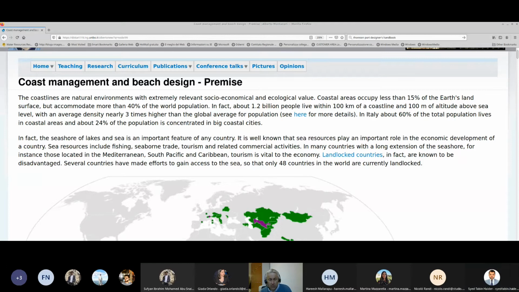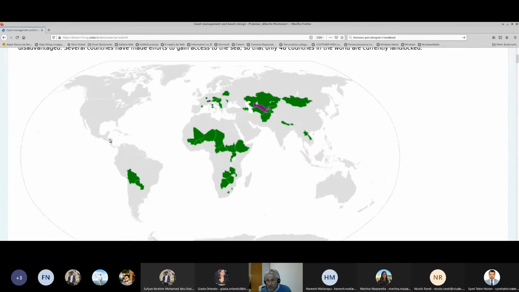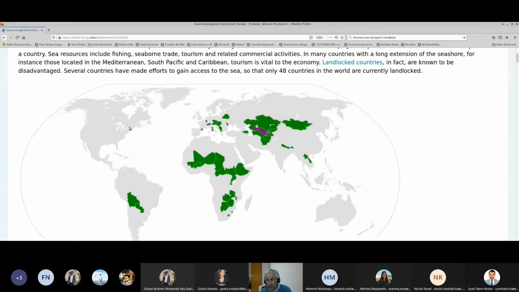Okay, so 60% of the population lives in a very, very restricted area. Now, the map that you see on the screen shows the so-called landlocked countries, which are countries, only a few, if you look at the total world map, which don't have any access to the sea.